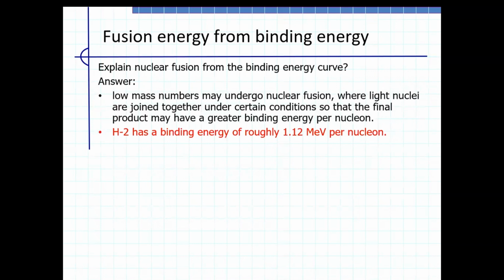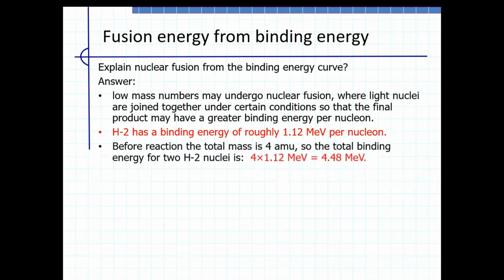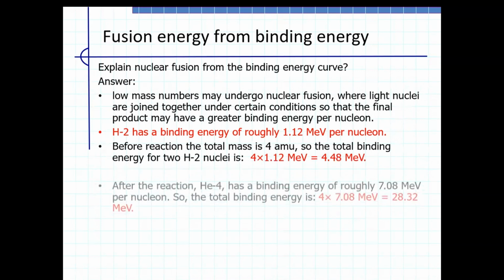The example is the deuterium nucleus. It has a binding energy of roughly 1.12 MeV per nucleon. Before the reaction, the total mass is 4 atomic mass units. So the binding energy for the 2 deuterium nuclei, the hydrogen isotope, is 4 multiplied by 1.12, equal to 4.48 MeV.